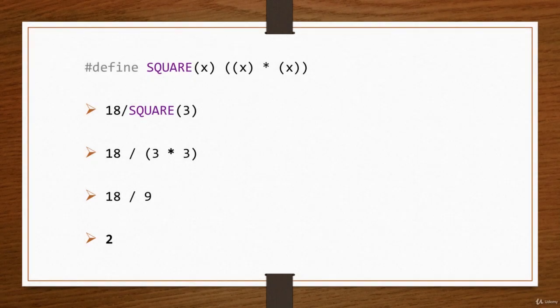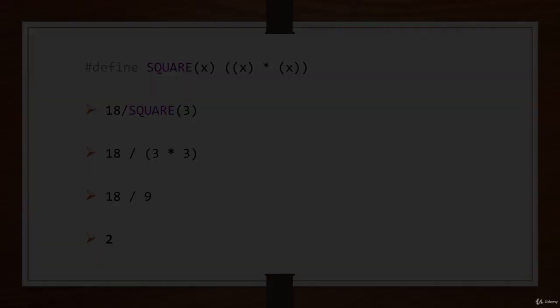So it's going to do 3 times 3 first, right? And that's going to give us 9. And then we are going to do the division. So we're going to do 18 divided by 9, and that is going to give us 2, which gives us the result that we would expect.